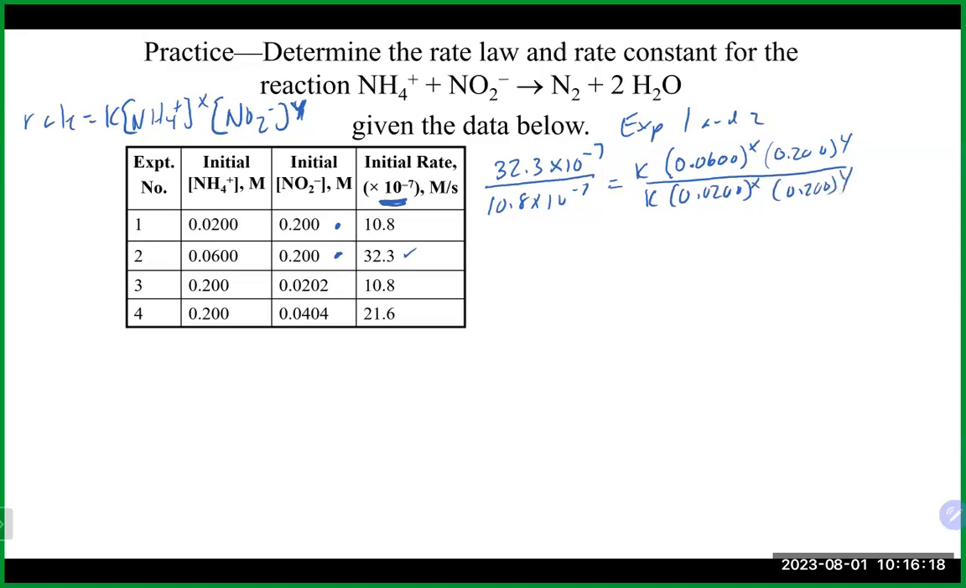So if we do this, our 32.3 times 10 to the minus 7 divided by 10.8 times 10 to the minus 7 is going to give us basically 2.99 is equal to, these completely canceling, and that will leave us 3 to the x. I would say probably you could round that up to a 3, and you would be able to see that x is equal to 1. If not, if you took the natural log of 2.99 divided by the natural log of 3, you basically get 1.000 something. So it's pretty much 1 in terms of the x value. Any questions on that there?